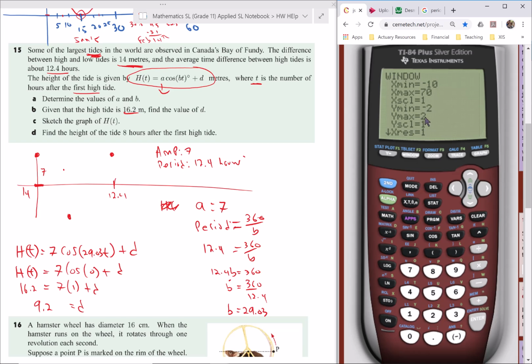Here, the y min is never going to be negative. You can't have negative tide. I guess you could if you think about it. Well, you can't have negative meters, so no. The y max is the highest the tide ever gets, 16.2, so let's go above that. Let's go to 18.